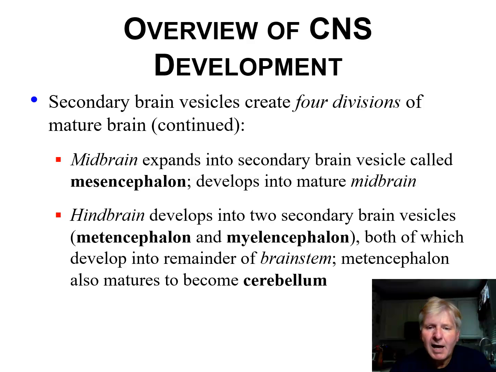And then the hindbrain develops into 2 secondary brain vesicles called the metencephalon and myelencephalon. These will develop into the remainder of the brainstem, which consists of the pons, medulla, and the midbrain. The metencephalon will then mature and become the cerebellum, whereas the myelencephalon will become the medulla oblongata.